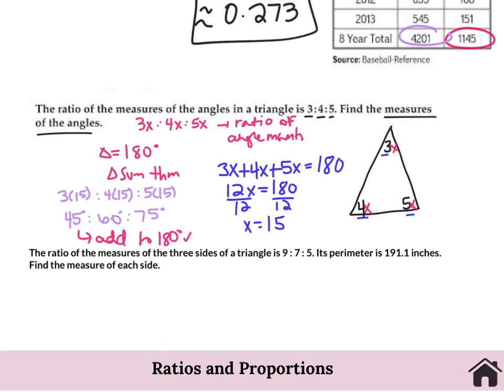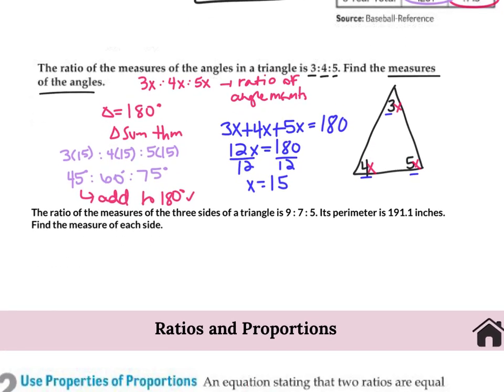Okay. All right, so the next example, I showed you guys how to set this up in class. And then just to solve it out, we have 3 sides of our triangle. We have 9, 7, and 5 per our ratio. The perimeter is 191.1, so that's the total. Okay, we can say that if the ratio is 9, 7, 5, then the actual measurements, 9 times the missing value, 7 times the missing value, and 5 times the missing value, should be the same.